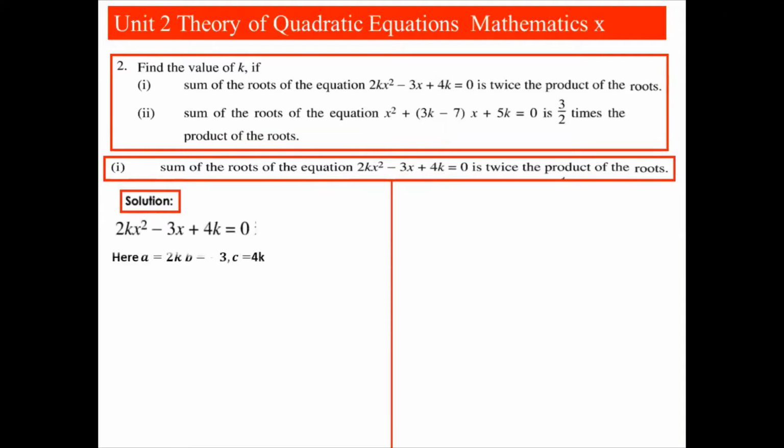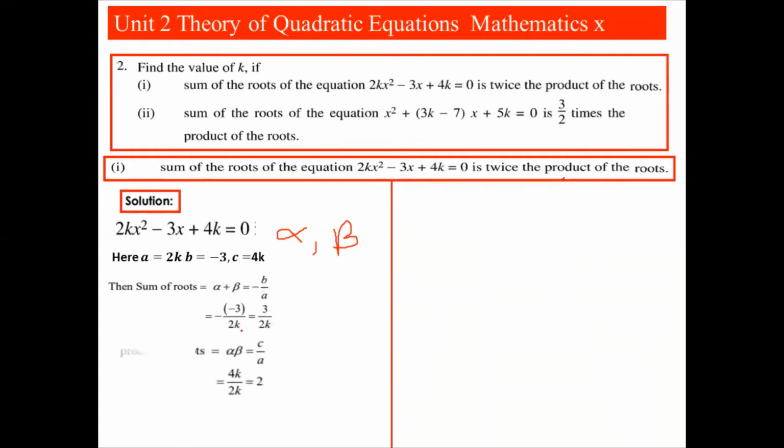Here we have A is equal to 2k, B is equal to minus 3, and C is equal to 4k. Sum of the roots, we know that this is equal to minus B by A. You have to suppose that alpha and beta are the roots of this given equation. Then sum of the roots will be equal to minus b by a, and here b is equal to minus 3 and a is equal to 2k. So sum of the roots will be equal to 3 by 2k.